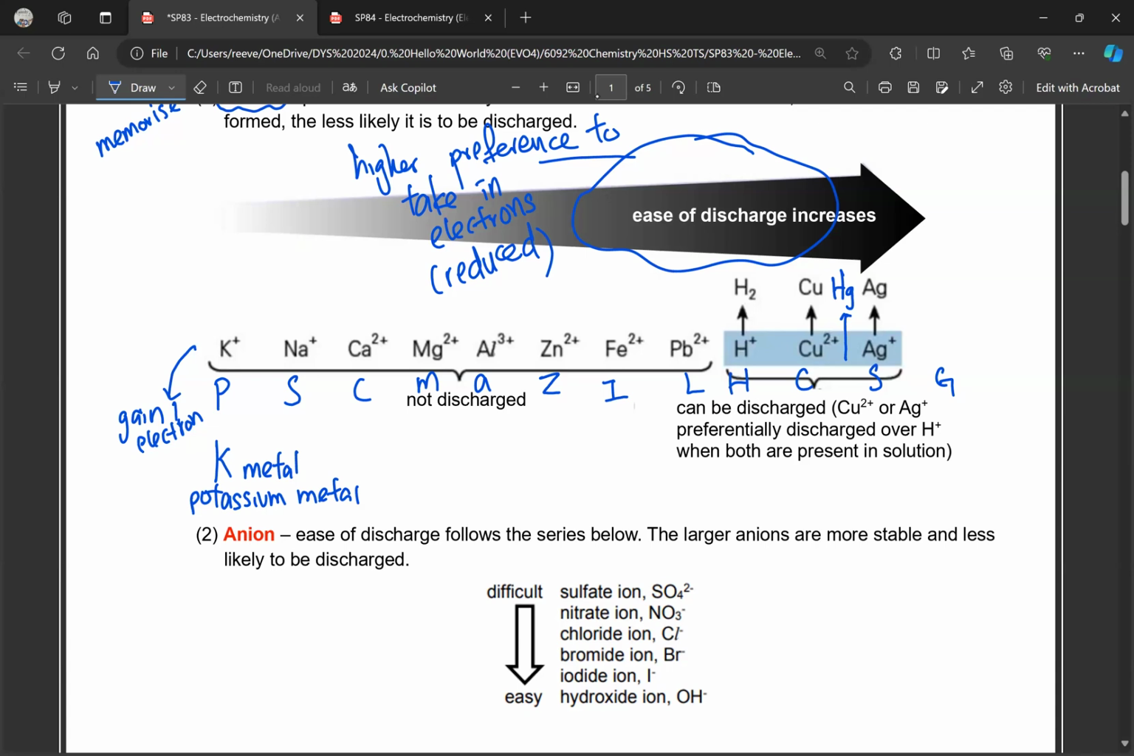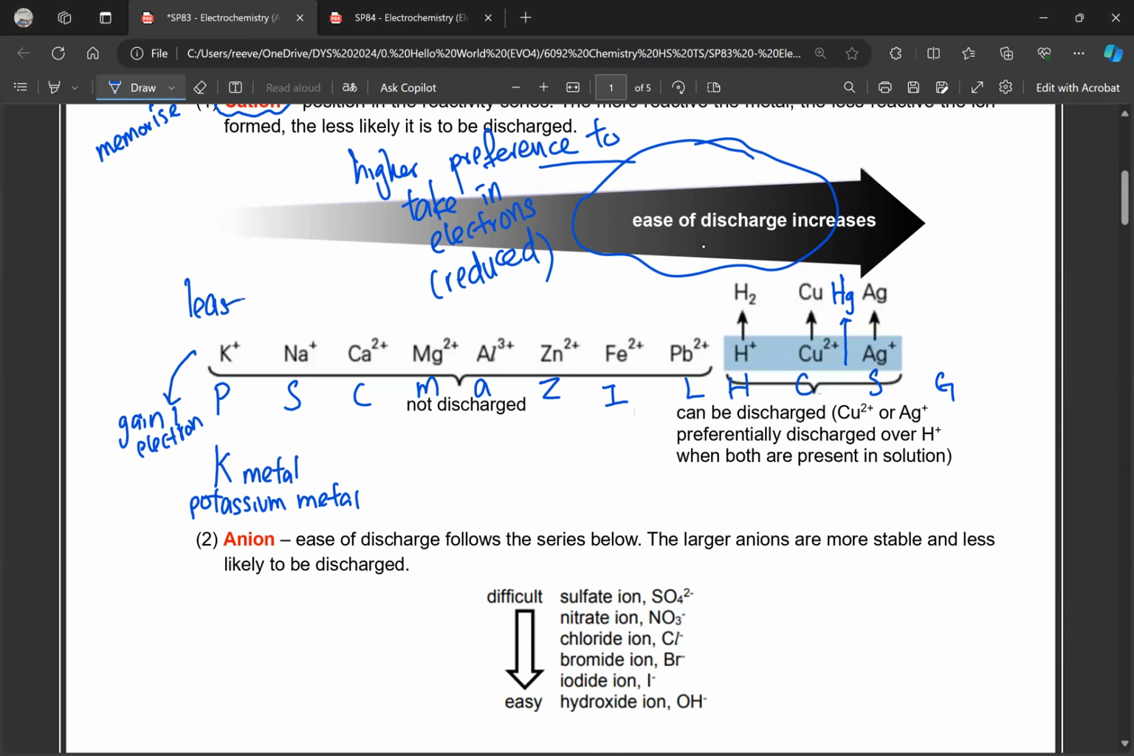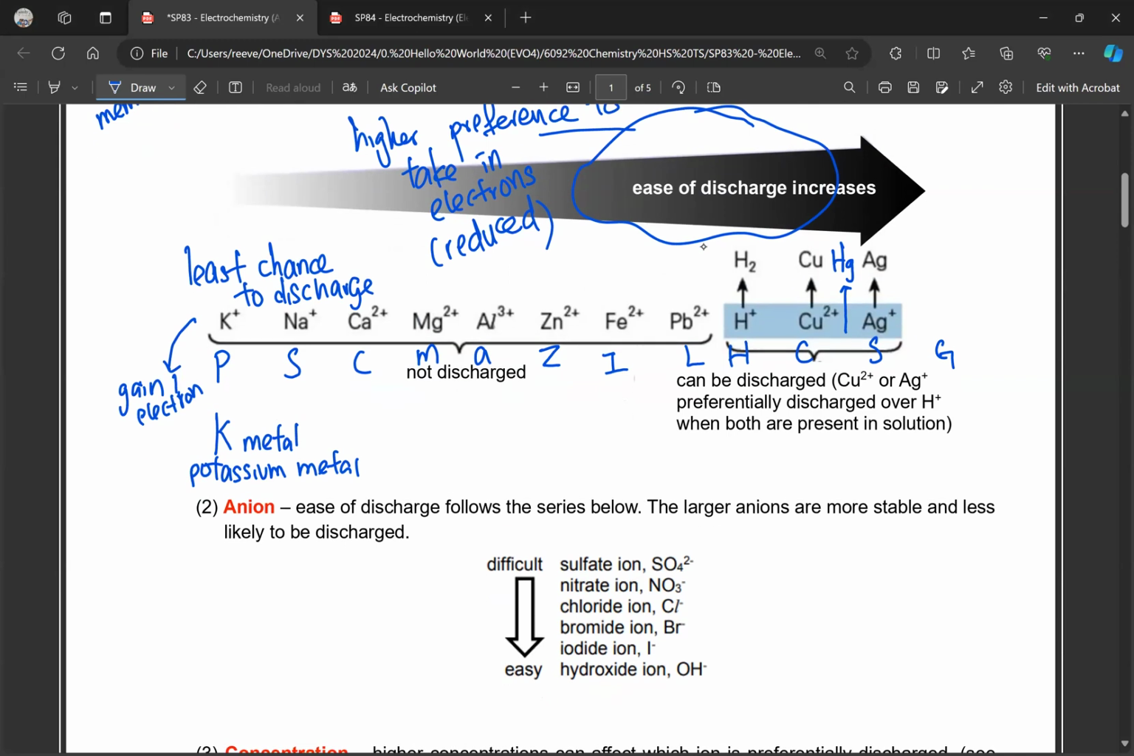So if you do electrolysis, especially, I repeat, with an aqueous solution, by common sense you will never see potassium coming out, because it will never happen. If it happens, it will explode. So this is the least chance to discharge. The ease or chance of discharge will increase all the way to the right. Any questions so far? This you must memorize. You must know which one is the cannot-happen one. Potassium is confirmed cannot happen.